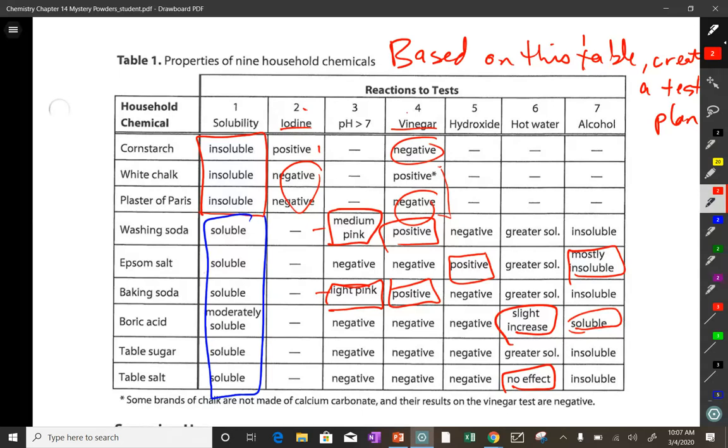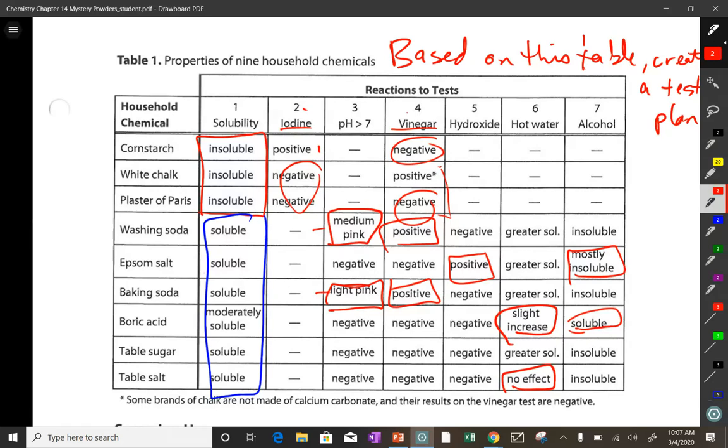You're definitely wrong if you chose to do the hydroxide test second because it would only give you 1 possible separation. But the other ones you have choices, and you want to come up with the sequence that you're going to follow to do the minimum number of tests to determine what each material is.